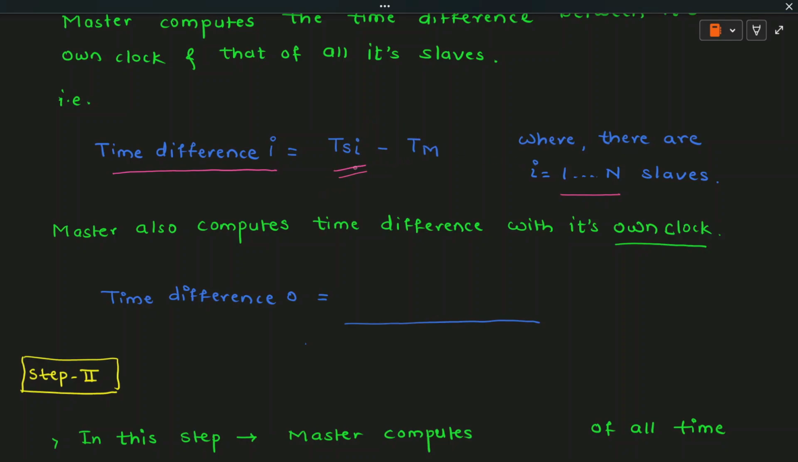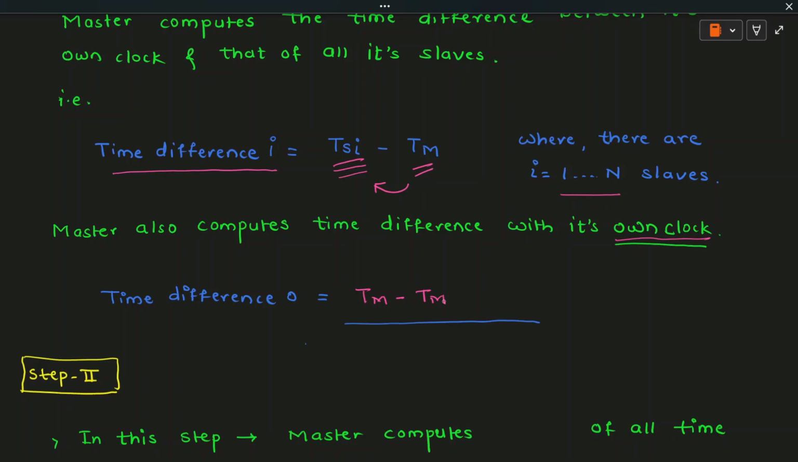And the time difference is calculated by subtracting the master's time from the slave's time. Time difference 1 is slave number 1's time minus the master's time. Time difference n will be slave number n's time minus the master's time. The master also computes the time difference with its own clock. It means that if we say time difference 0 is there, then that will be the time difference between the timings of the master's own clock.